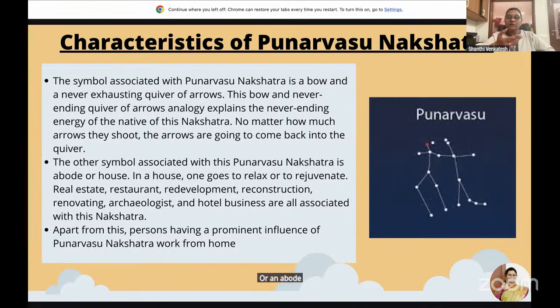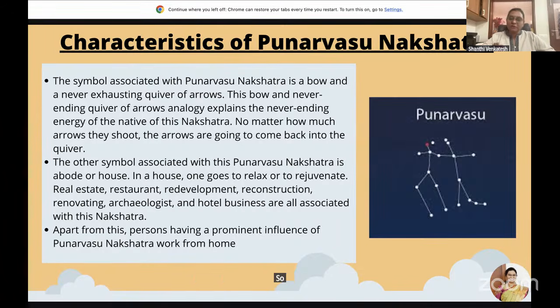When do we come to a house? After we are tired, we just come back to the house, and when we come to our house, we feel very comfortable. It's a place where we relax. It's a place where we feel comfortable. So this is a nakshatra for which the symbol is also an abode or house.